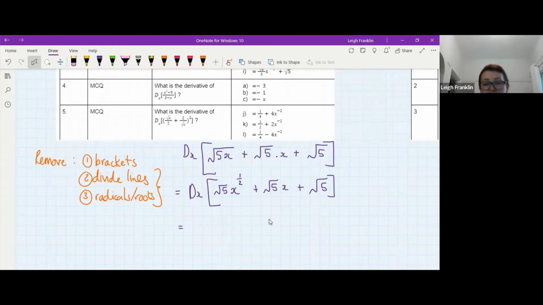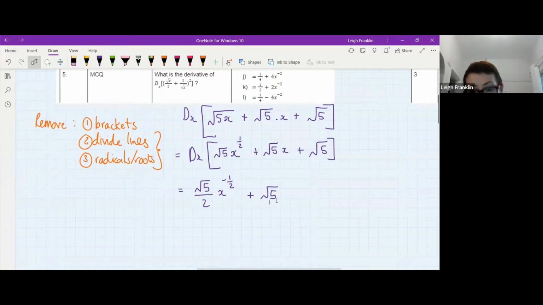So I'm going to drop my y, I'm going to drop my square brackets, and I'm going to apply my power rule to every single term. So a half times root 5 is root 5 over 2. Put down my x, and then I've got to take 1 away from the exponent. So a half minus 1 would leave me with a negative half. Then I'm going to take my invisible 1, multiply it by root 5. So 1 times root 5 is root 5. Take 1 away from the exponent, so it becomes x to the power of 0, which is 1. Root 5 times 1 means that it's just root 5.